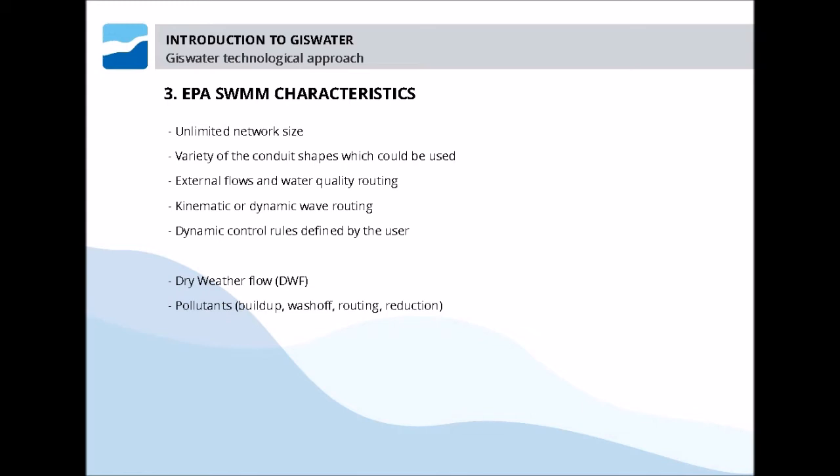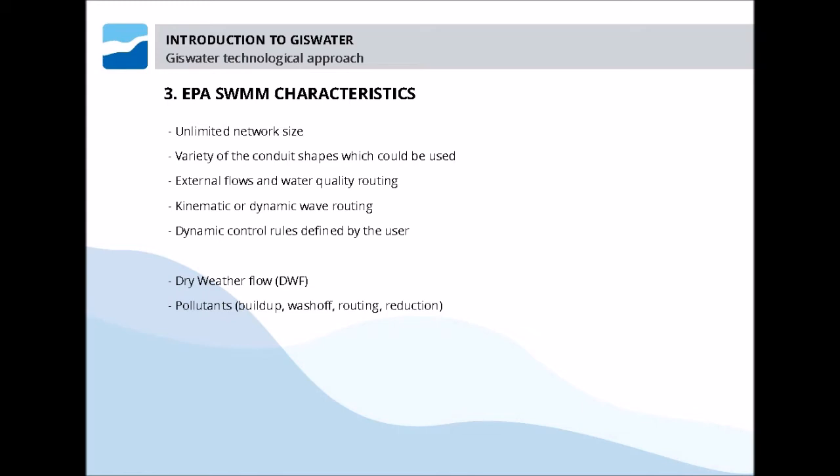We can model all types of conduit shapes, both standard and non-standard ones. If the shapes are not included in the catalog, it is not a problem. We can create by means of transects and customs the closed or open sections that we want. In addition, the hydraulic model allows us to incorporate external input flows and water quality. It allows us to model in 3 different ways.